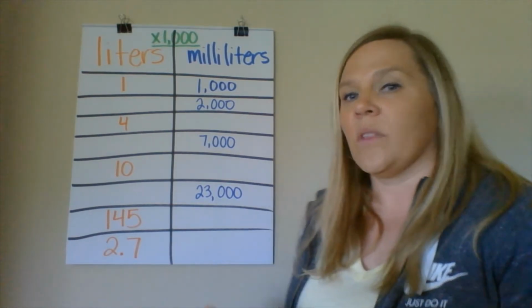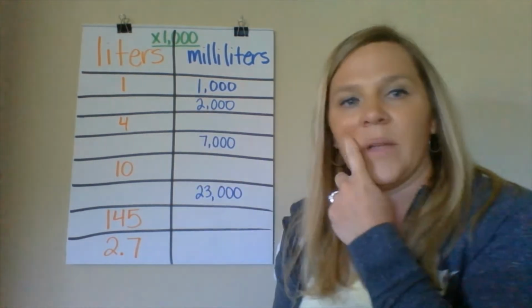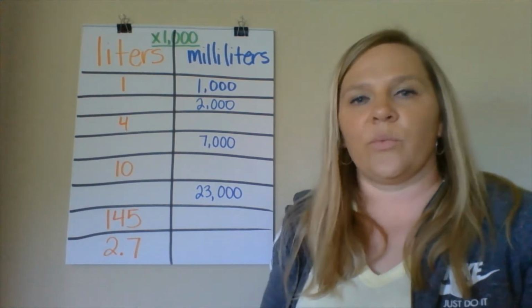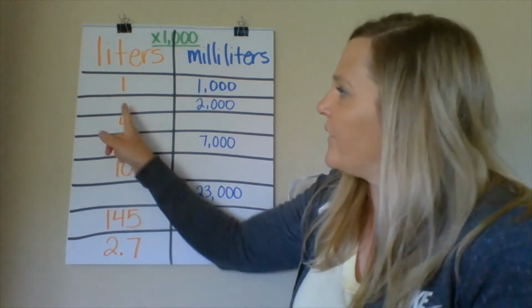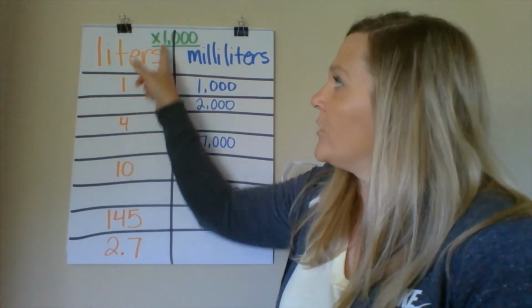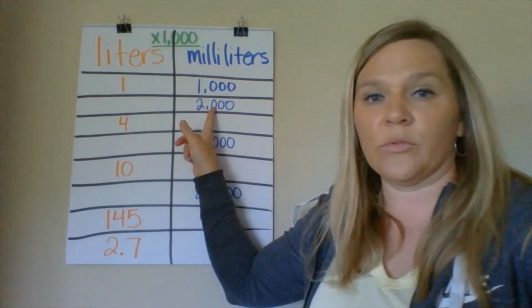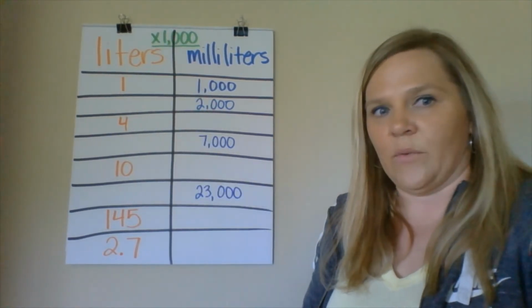Okay? Now, let's say I have 2,000 milliliters. How many liters would that be? So again, whatever I put over here, I'm going to multiply by 1,000 and it will equal 2,000. So what do you suppose that would be?